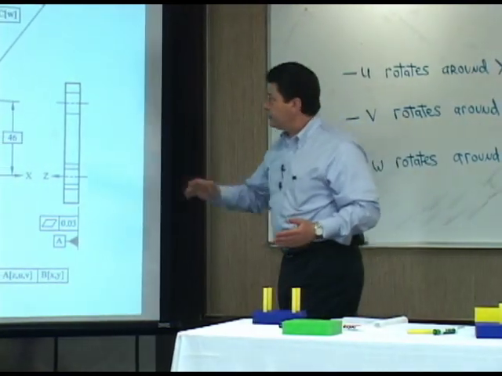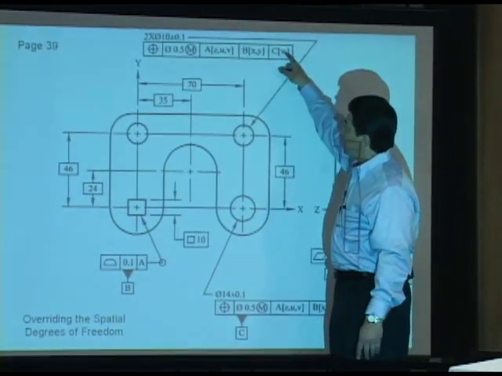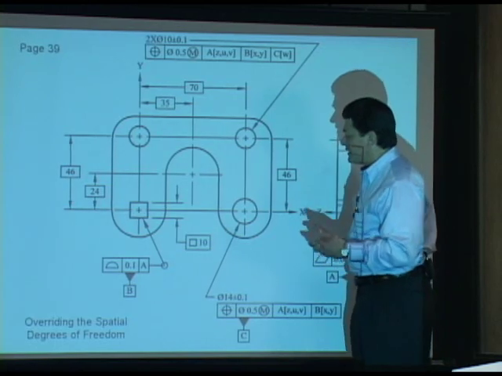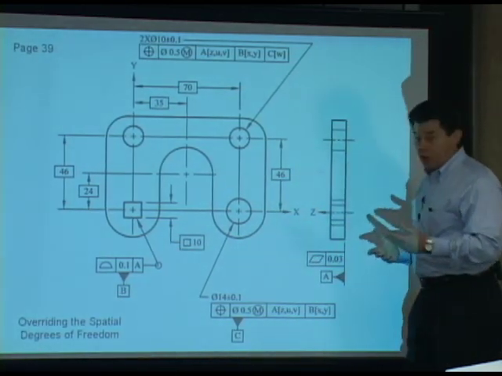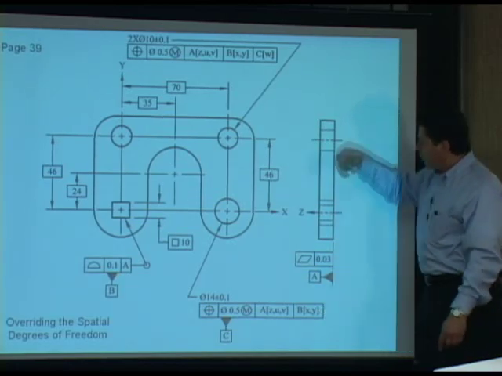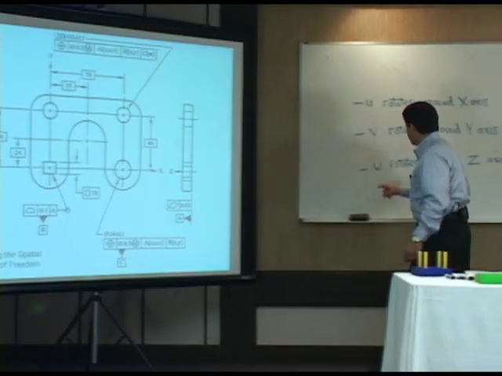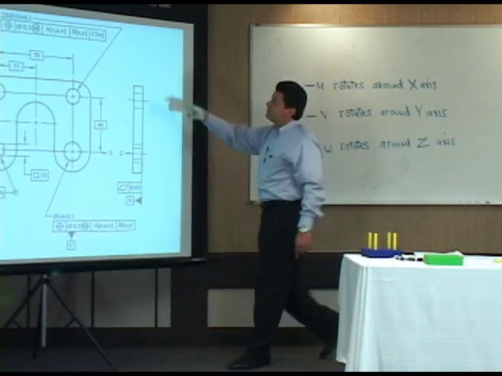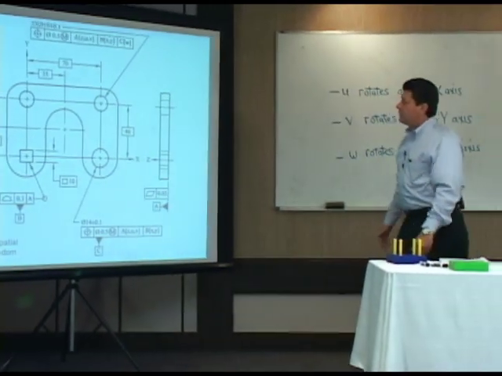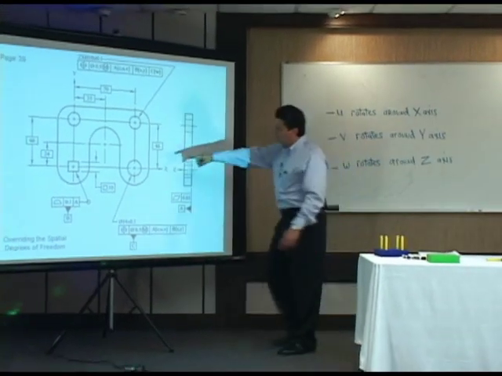This is overriding it, because here, when we call out things to A, B, and C, C is unnecessary normally. But since we're not allowing B to control the rotation around the Z-axis, which would be W, we're saying that C would control that. So on this drawing, if I just step away a little bit, we can see that C is this round hole.